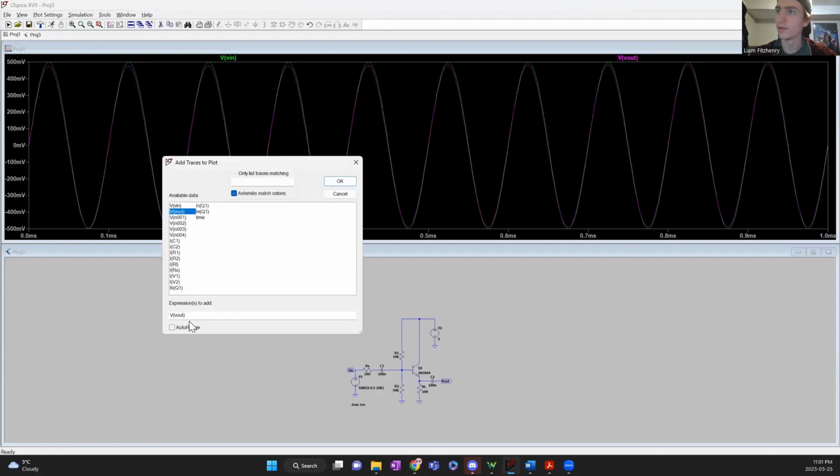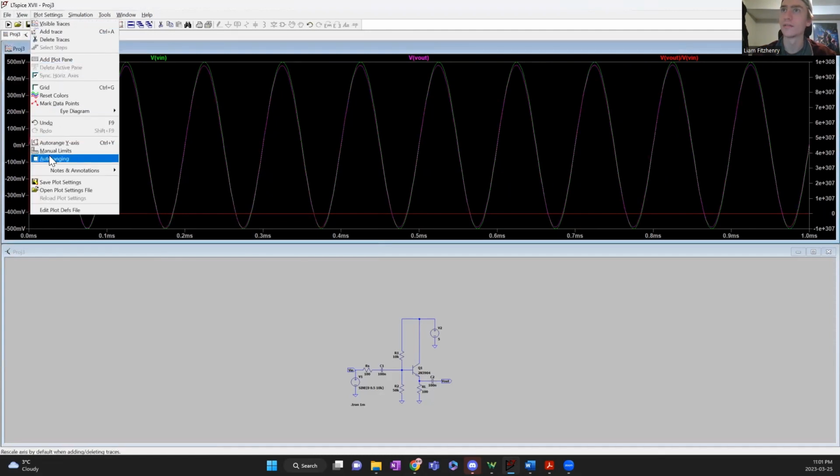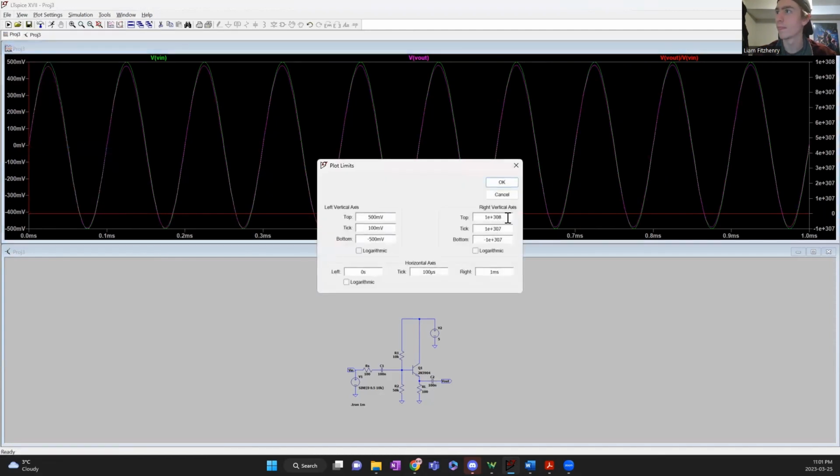You can see this window here. We're just going to add Vout over Vin. And it does a weird plot because it's going to be dealing with some asymptotes, because it's going to be dividing by 0 as these lines cross 0, which is a little unfortunate. But what we can do now is edit it such that we go manual limits.